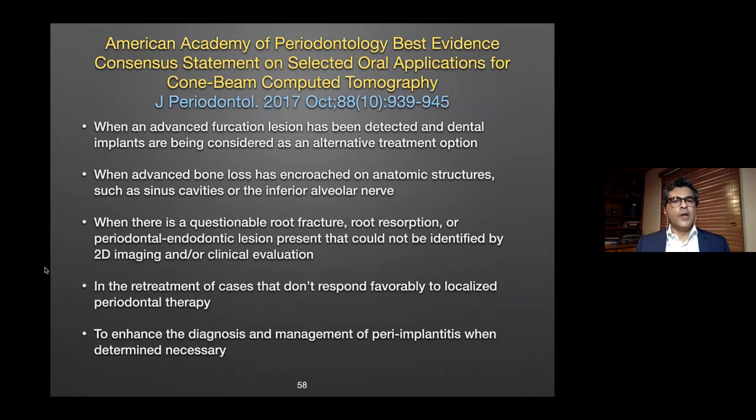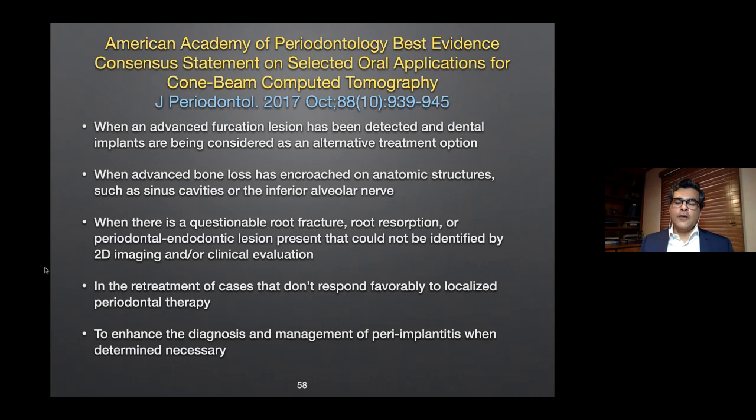When an advanced furcation lesion has been detected and dental implants are being considered as an alternative treatment option. When advanced bone loss has encroached on anatomic structures, and I have a really good example here for you, such as sinus cavities or the inferior alveolar nerve. When there is questionable root fracture, root resorption, or perio-endo lesion, in the retreatment of cases that don't respond favorably to localized periodontal therapy. Now, this is very important.